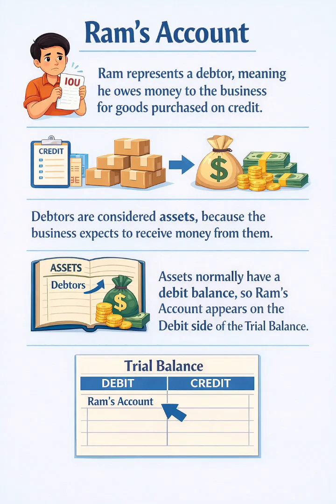Ram's account. Ram represents a debtor, meaning he owes money to the business for goods purchased on credit. Debtors are considered assets, because the business expects to receive money from them. Assets normally have a debit balance, so Ram's account appears on the debit side of the trial balance.